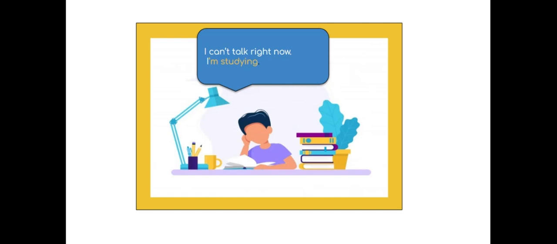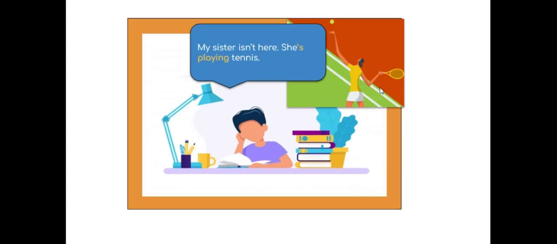I can talk right now. I'm studying, right? This is an action that is happening right now. I'm studying. My sister isn't here. She's playing tennis. Okay, this is my sister. And what is she doing right now? I'm studying right now, and my sister is playing tennis. She is playing tennis at this moment. So this is the present continuous tense.